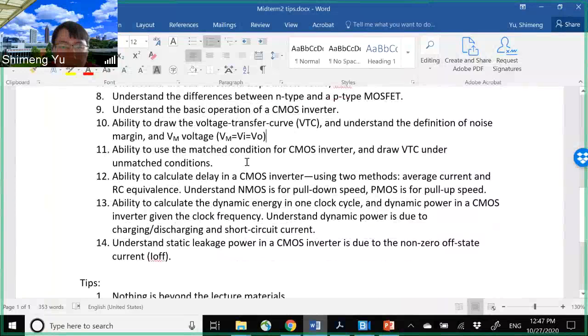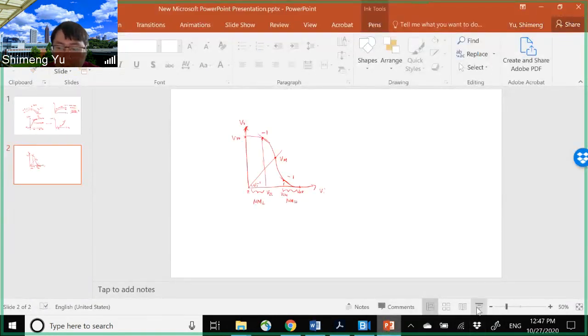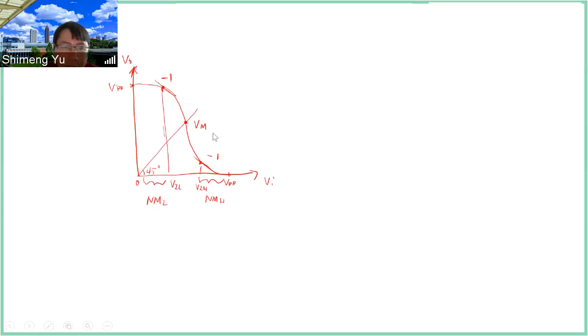And then use a matched condition for the CMOS inverter and draw the VTC under unmatched conditions. So if you have matched condition, then the Vm will be half VDD. So everything is symmetric with respect to this Vm point. So that means the noise margin low and noise margin high will be the same, and the propagation delay high to low and low to high will be the same.